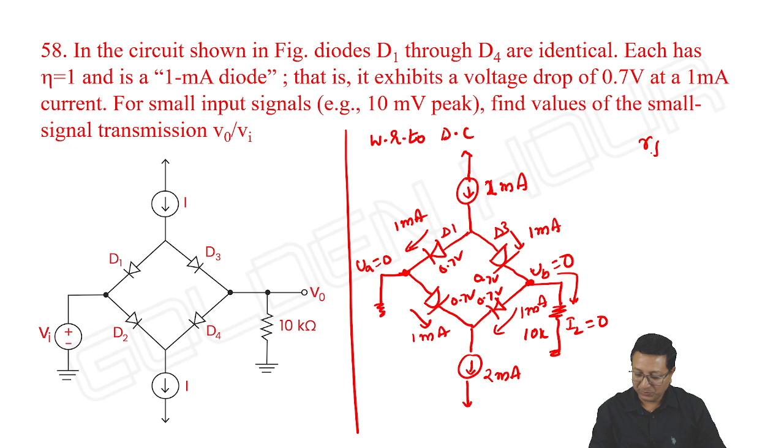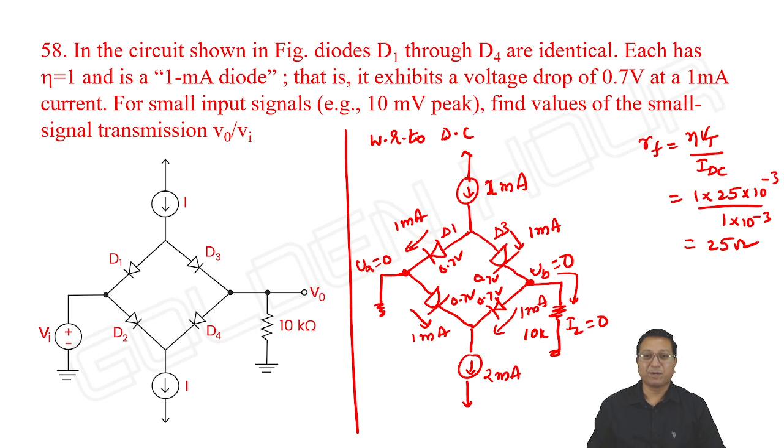So then what about RF, which is eta Vt by IDC? The ideality factor is 1, Vt is 25 millivolt, and IDC is 1 milliampere. Almost all the problems we get RF, the dynamic resistance of the diode, as 25 ohms. Only once we got 50 ohms, where eta was given as 2. Then let us take the AC equivalent circuit. With respect to AC, this is open circuit, this is open circuit.